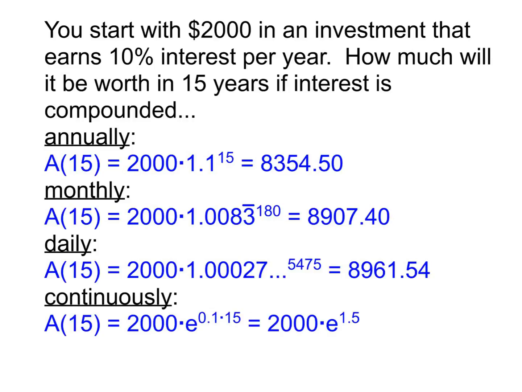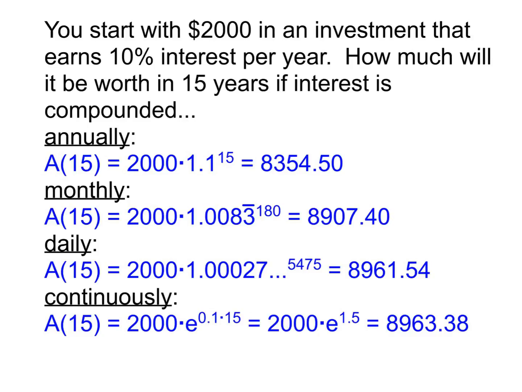Once you know that, go ahead and do e to the power of 1.5. Get that number and multiply it by 2,000. You should be getting an answer here of about $8,963.38. Make sure you can get that before we go forward.